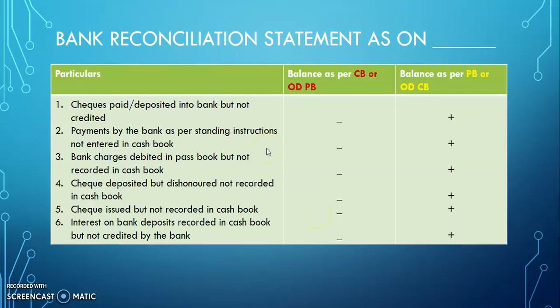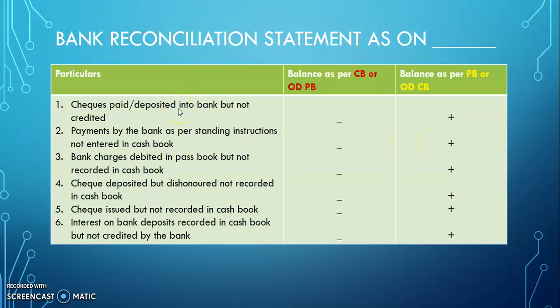Then in case of remaining items, check paid deposited into bank but not credited. So now we collect one check from the customer, we can enter in the cash book, so the cash book balance is increased, so passbook balance is decreased. It is not deposited into bank, so the passbook balance is decreased. So here we can deduct under the direct rule, but we can add in the opposite rule, that is the passbook or overdrawn cash book.